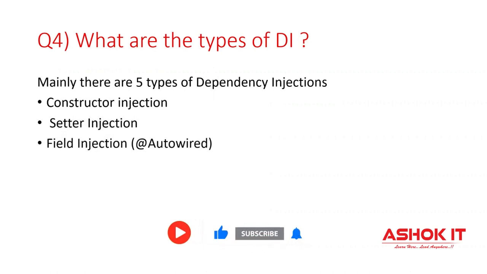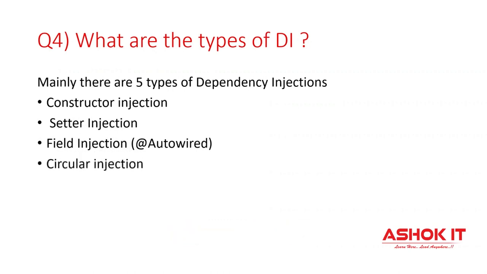Field injection. It's a new type of injection. We generally use @Autowired. Circular injection. Though it is mentioned as a type, it should be implemented using the setter concept only internally. That's why some people may not consider it as a type of injection, but actually it is. So A is actually depending on B object and B is depending on A object in a circular manner.